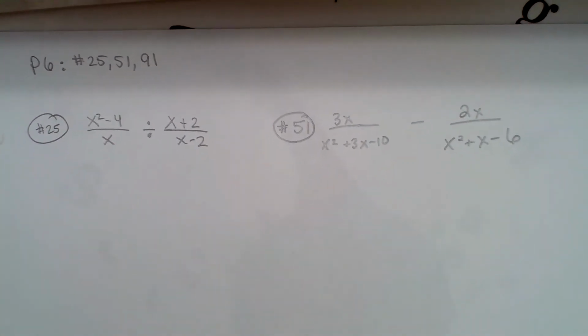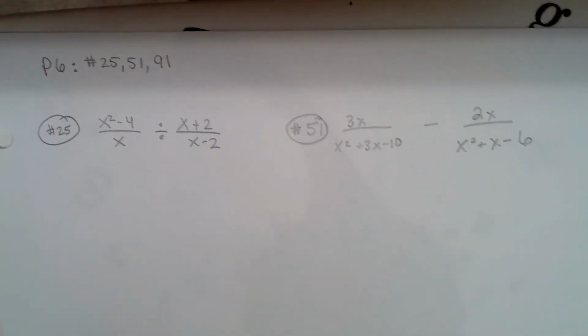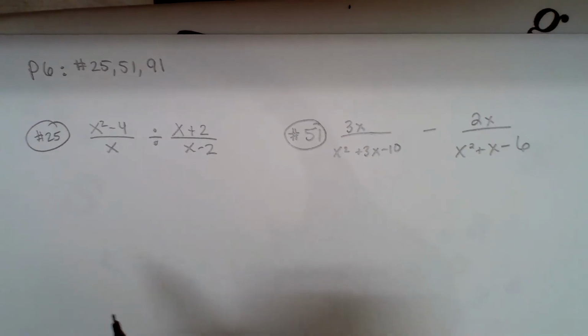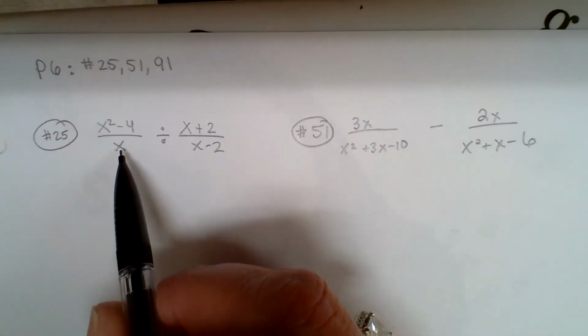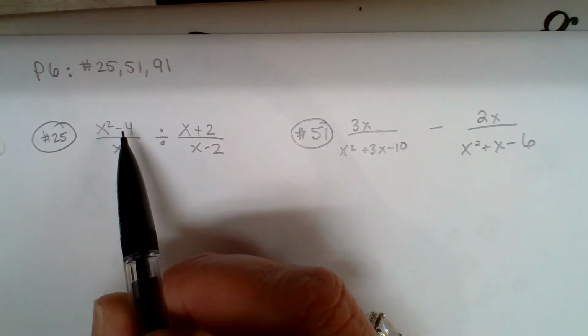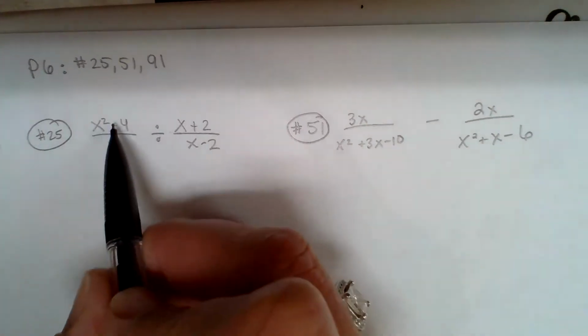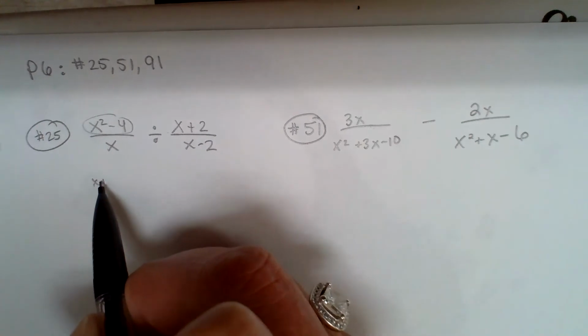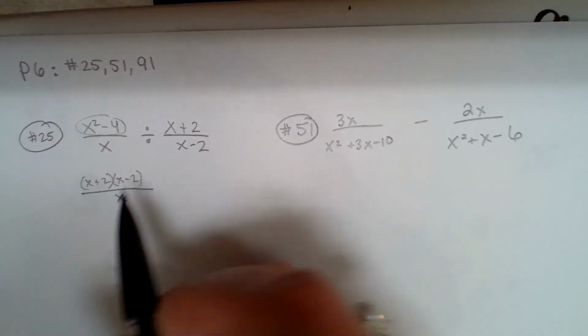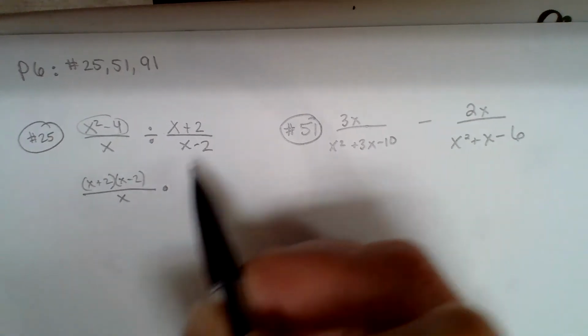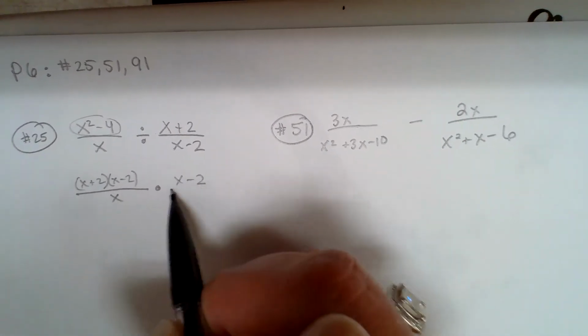Okay, just got a couple more on piece 6 that came in when the other half of you got assigned this. So first one was 25. I'm going to factor first, keep, change, flip as well. So I'm going to factor this, x plus 2, x minus 2 over x, change division to multiplication, and flip this one.